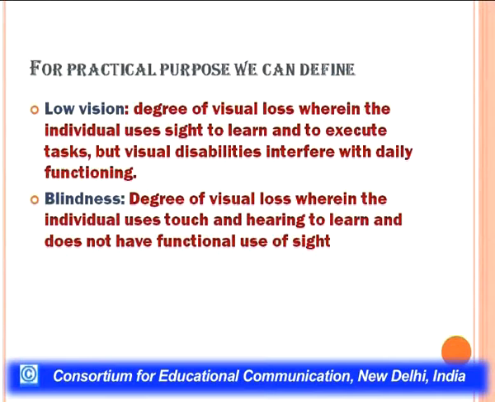For practical purpose or to understand education of a child in a better way, we can classify low vision and blindness as per our need. So, low vision is the degree of visual loss wherein the individual uses sight to learn and to execute tasks, but visual disabilities interfere with daily functioning. Blindness is the degree of visual loss wherein the individual uses touch and hearing to learn and does not have functional use of sight. So, we will keep these two definitions in our mind when we talk about education of children with special needs.